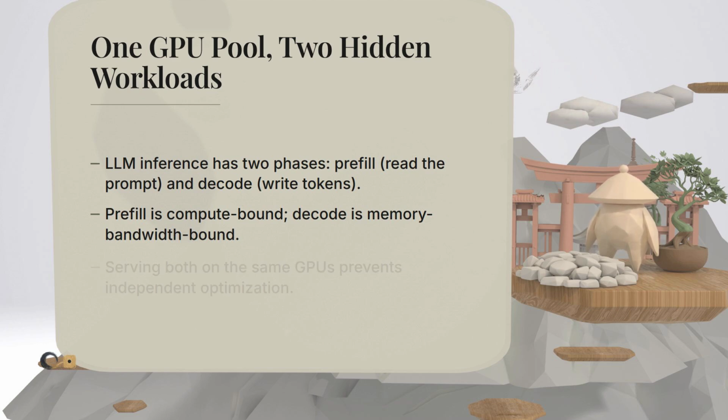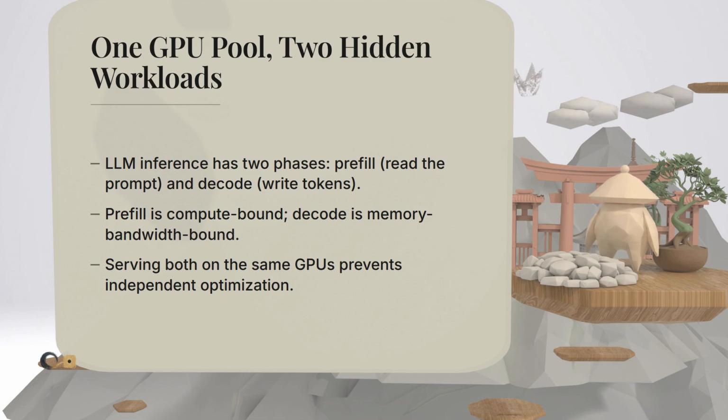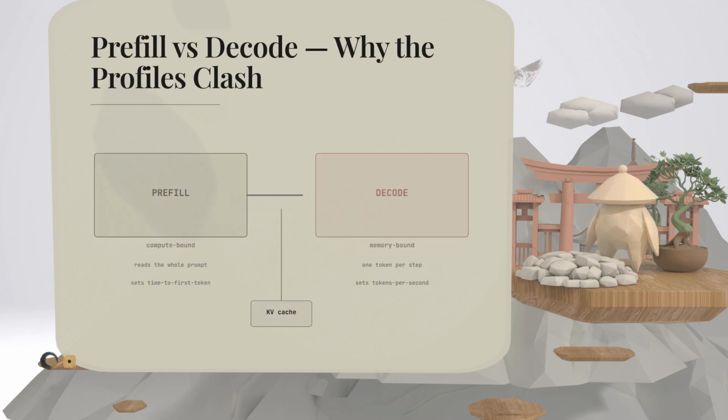Traditional deployments run both phases on the same shared hardware. That means you cannot tune either phase properly. The hardware profile that makes prefill fast is wasted on decode and vice versa. One GPU pool is serving two workloads pretending to be one. Let's make the clash concrete.